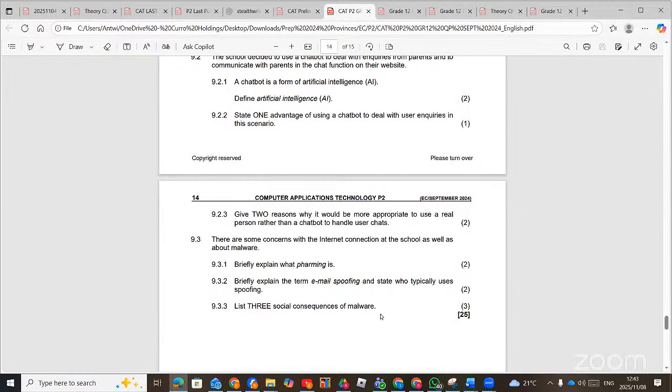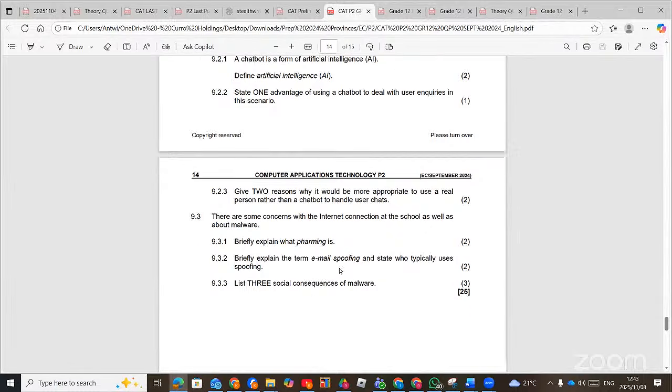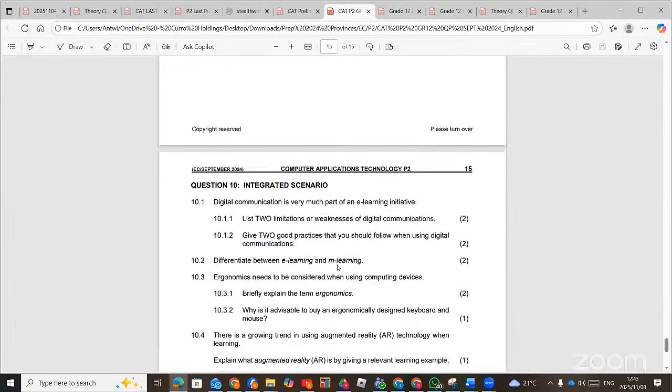Consequences of malware, social consequences. If you are attacked by malware, what are some of the social consequences that you can get? You lose a lot of data and then some reputation. Sometimes you lose your work. They'll quarantine them. If you have ransomware, reputation, especially for a big company, is also affected. So these are some of the things. Check, refer to it.